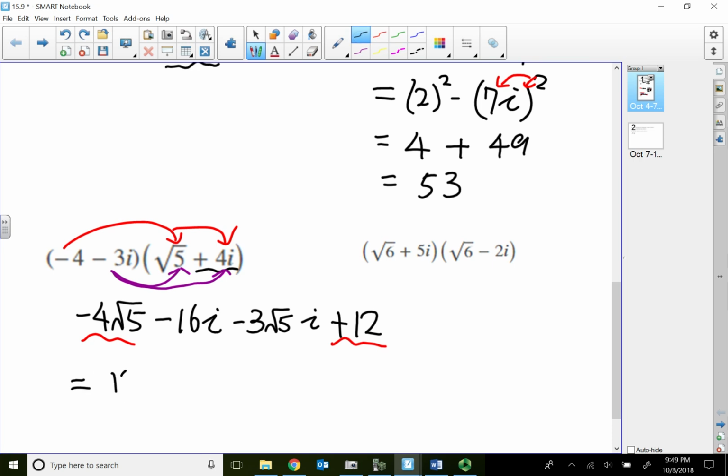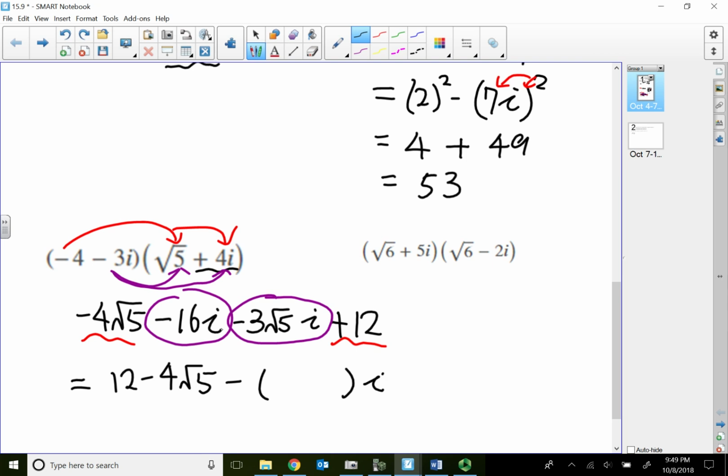I'm going to put my 12 up front, minus 4 times square root of 5. And these two terms involve radicals, and both terms have an i, so I'm going to factor out a negative i, since both terms are negative. And I like to put my i on the back, sorry guys. So if I factor out a negative, that negative 16 becomes positive, and this negative 3 square root of 5 becomes positive. So I can write my answer as 12 minus 4 times square root of 5 minus parentheses 16 plus 3 times square root of 5, whole thing times i.